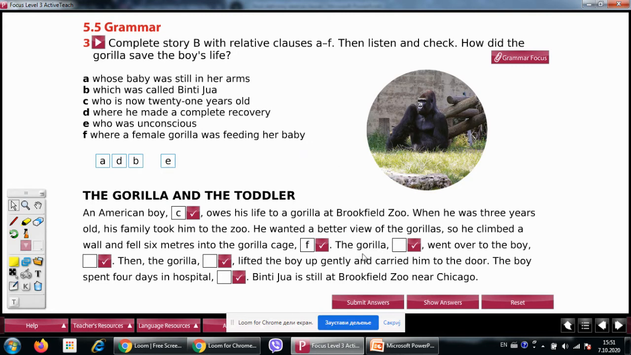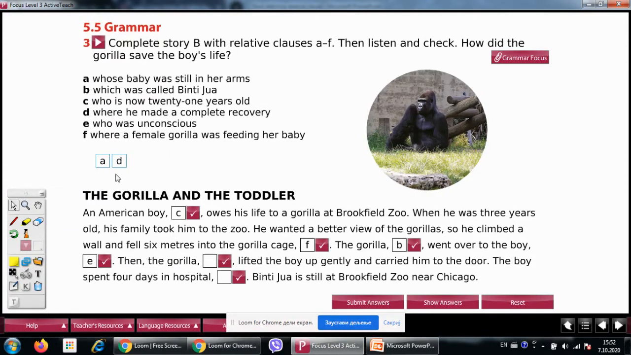The gorilla. The gorilla is an animal, and we said for animals we use relative pronoun which. So let's put B here. The gorilla, which was called Binti Jua, went over to the boy. Then we have the boy, again, a person. Then we put the remaining relative clause that begins with who here. Who was unconscious.